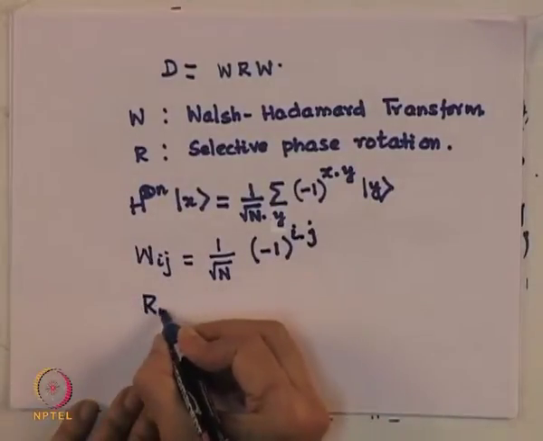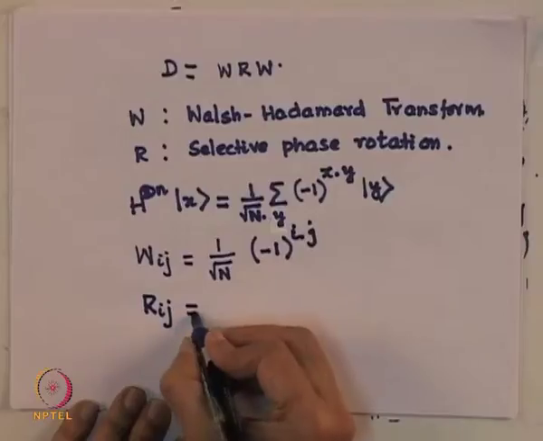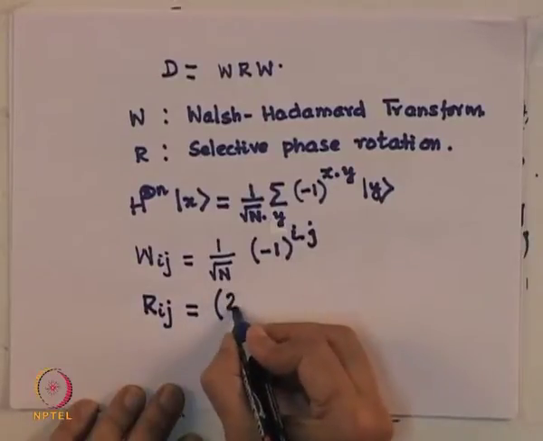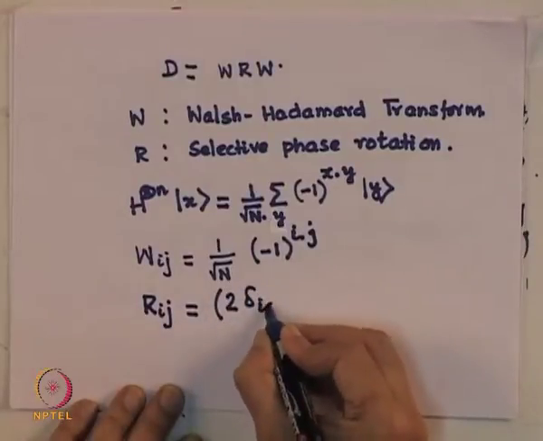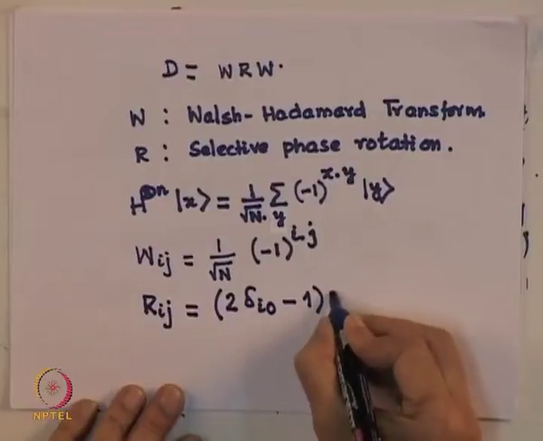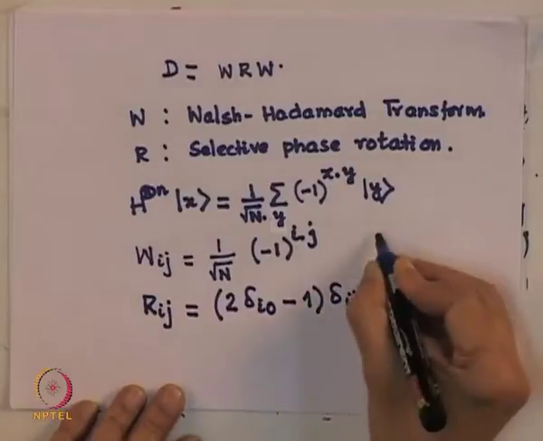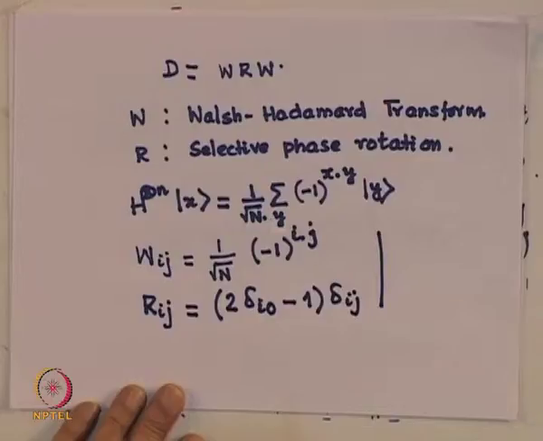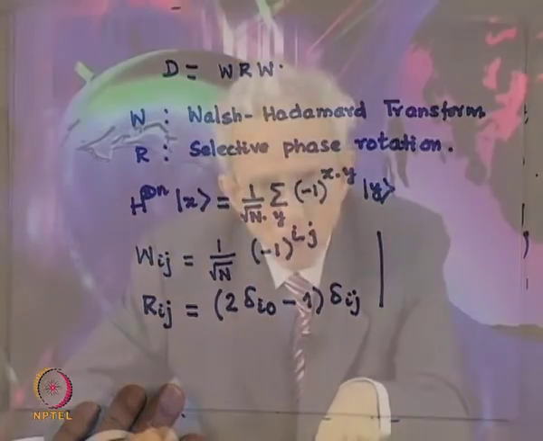R_ij is a phase, a selective phase rotation as I told you. Its structure is given by 2 times delta_i0 minus delta_ij. As I told you, I am not going to spend a lot of time proving this, but for those who are interested, you can look up the accompanying notes.